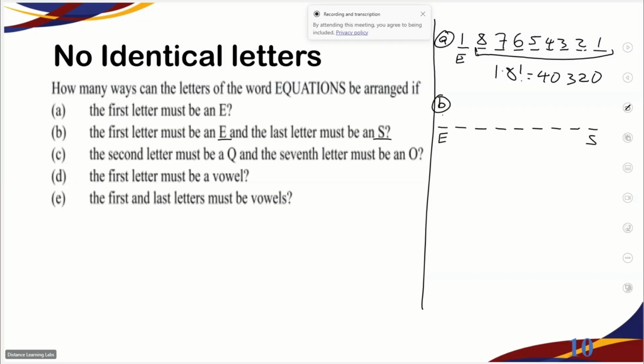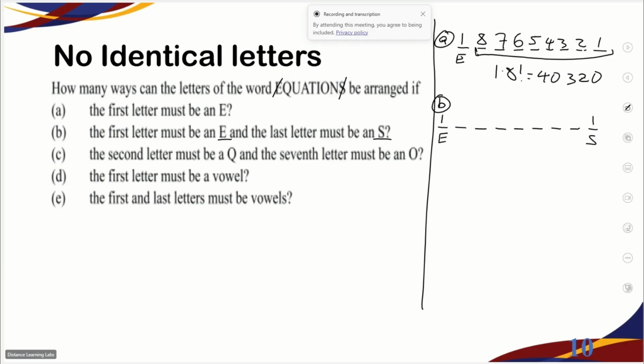Meaning here it is only an E that is going to compete there. The last position is also going to be 1 for an S. On the word equations, E is on the first position, S is on the last position. It leaves us with 7 letters because from the 9, 2 are engaged on the first and the last letter, meaning we are left with 7.